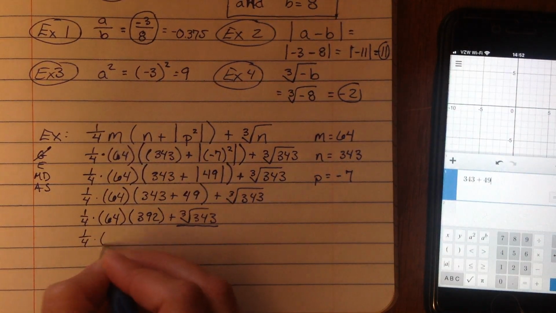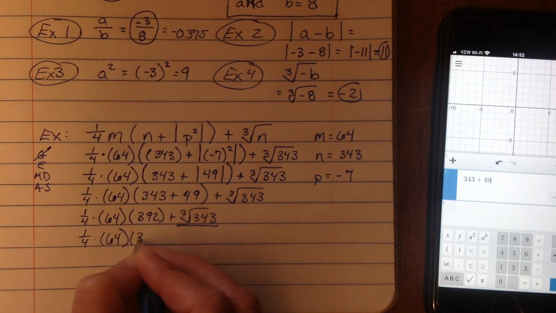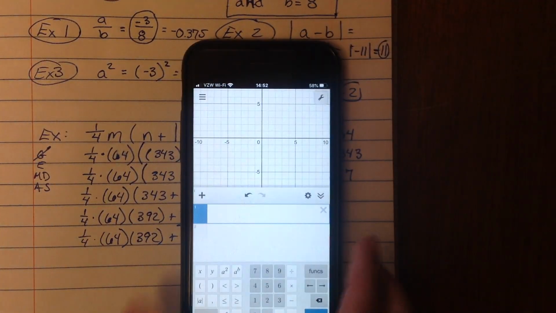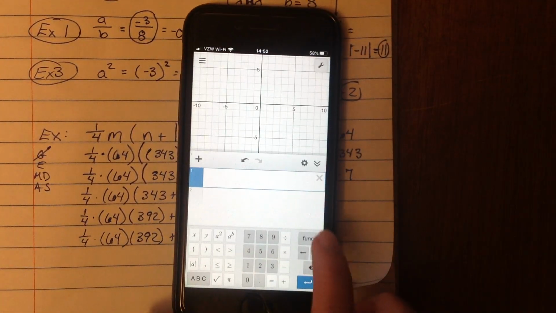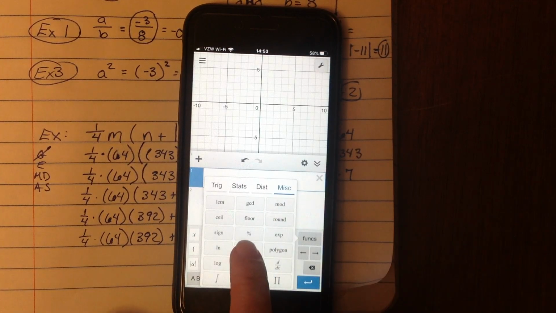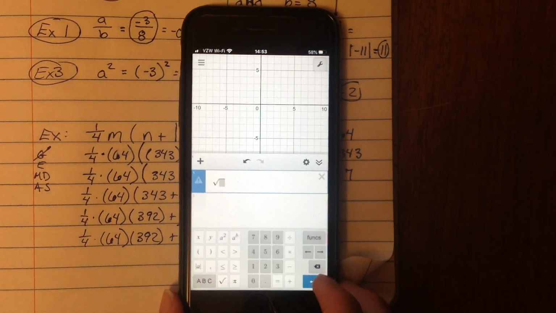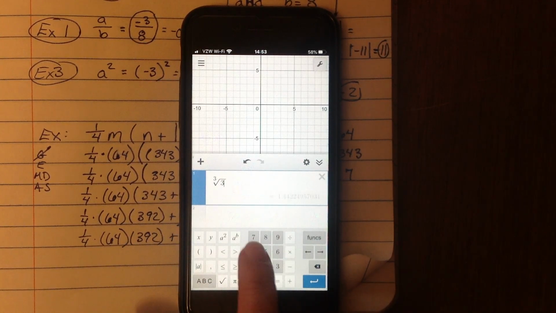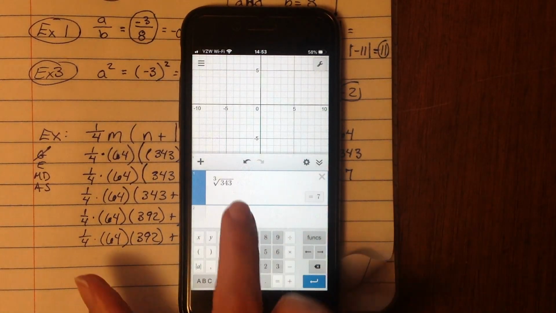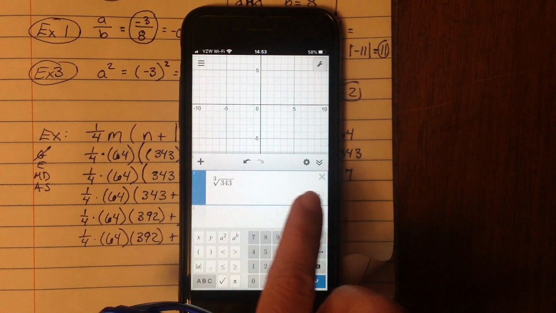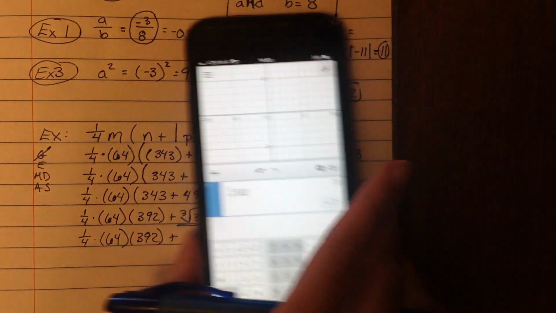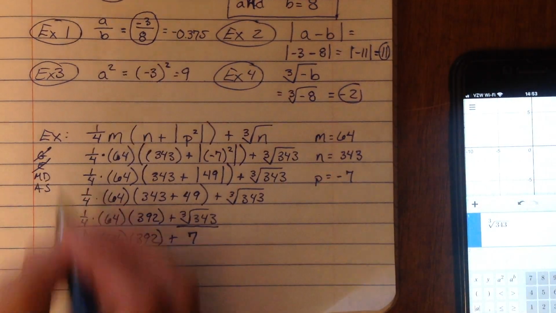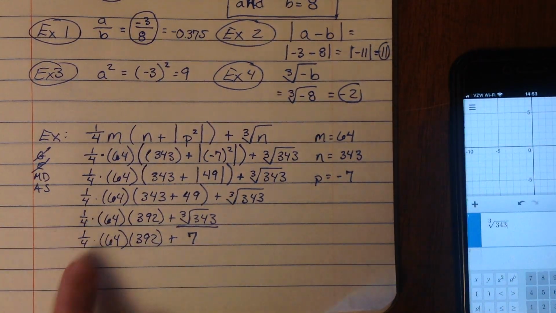So 1/4 times 64 times 392 plus, I'm going to type this in, the cube root. We've already reminded ourselves cube root is under functions, miscellaneous, the n root. I'm going to type in 3 above the root, and I've got 343. So this is saying what number times itself times itself times itself will give me 343. That ends up being 7. So the answer to this is 7. Finished with my exponent step, ready to multiply and divide.